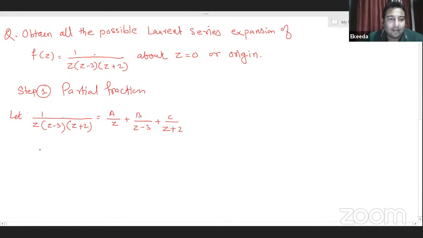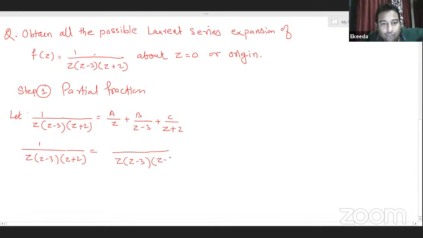What is next? For solving partial fractions, we take the LCM. So let's take the LCM here. What will be the LCM? Obviously, all these three terms will be multiplied. So this is your LCM.